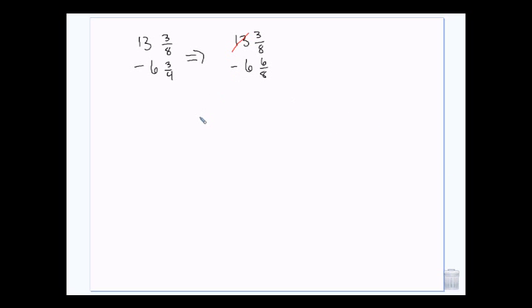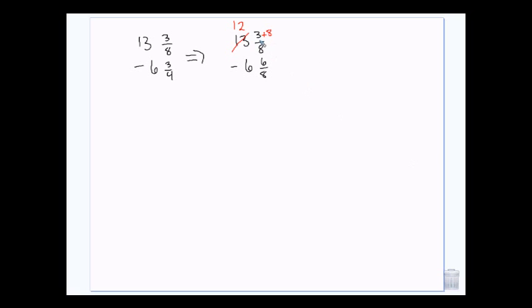What I do is I borrow 1 from the 13 and make that a 12. Because I borrowed 1, I take whatever that denominator is and add it to the numerator. Because when I borrowed 1, what I borrowed was 8/8. Does that make sense? I borrowed 1 whole. And so no matter what denominator this is, it would be 8/8, or if it was fifths, it would be 5/5, or 7/7, or 11/11. So I add this number to the numerator.